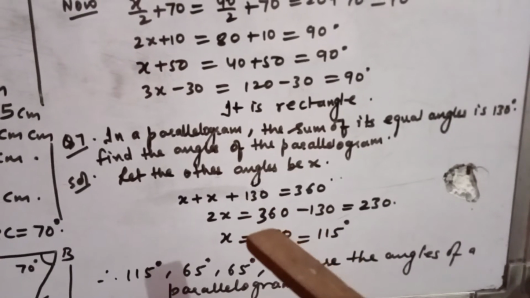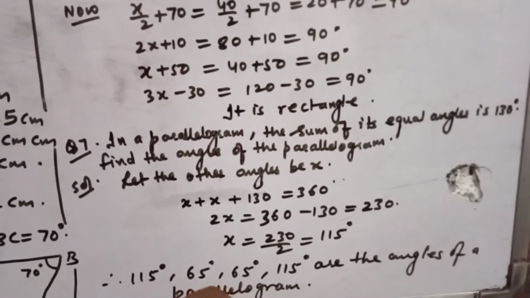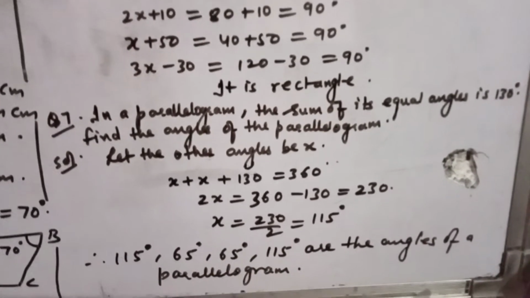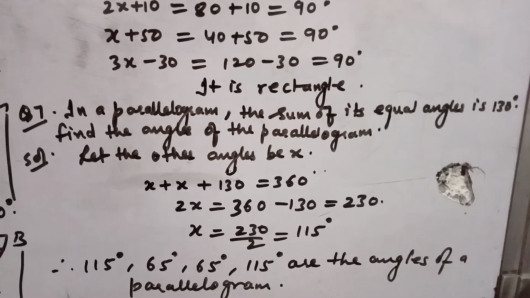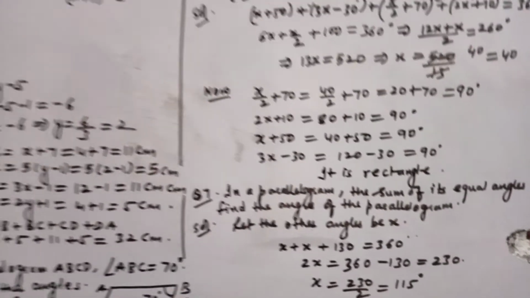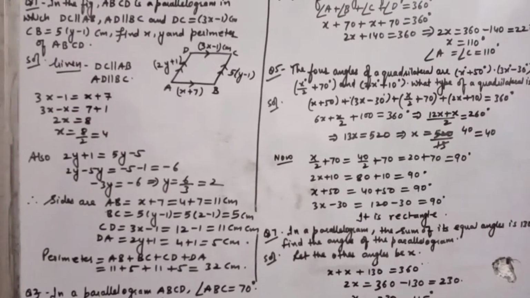So 130 divided by 2 is 65. So the given two angles are 65 and 65. So the total four angles are 115 degrees, 65, 65 and 115 degrees. Clear, student? I hope you understood. Now we see the next questions.